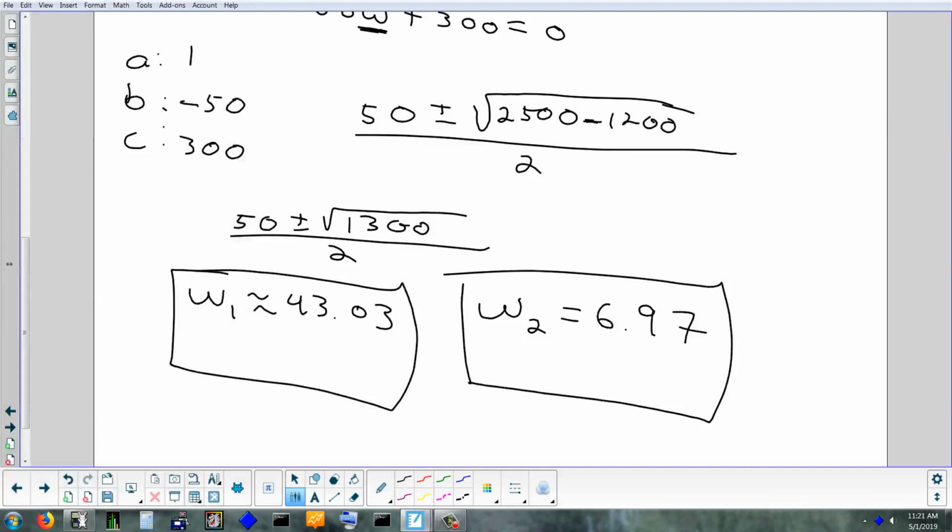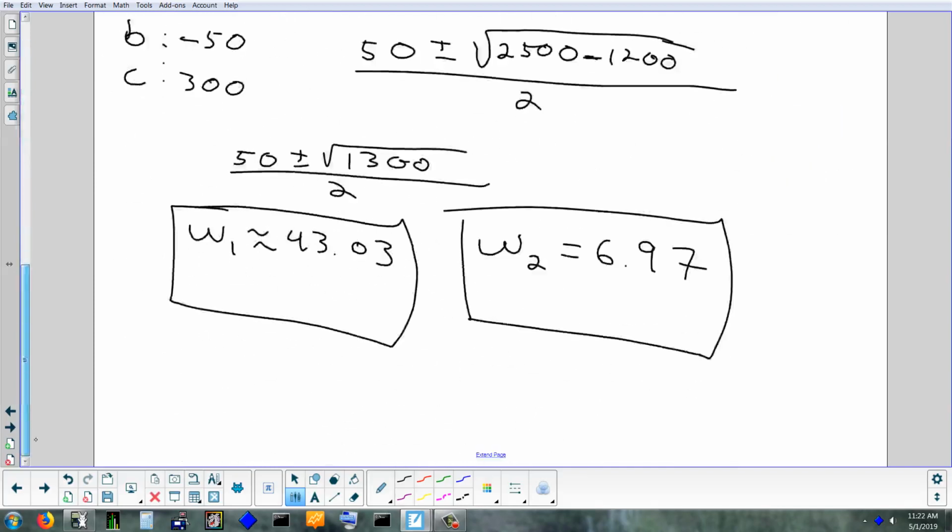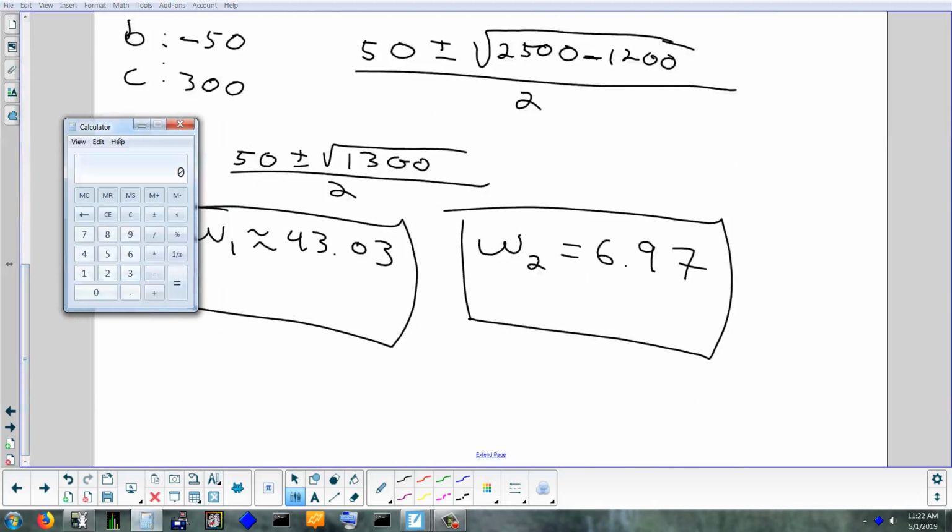Solving a system. Am I good? No, not good yet. What am I missing? Okay, the answer is 2. And that's going to give me the length. Well, the formula for length is right here. 300 divided by the width. So let's take 300, scroll back down. 300 divided by, I'm going to do 43.03. Look what I just got. 6.97.